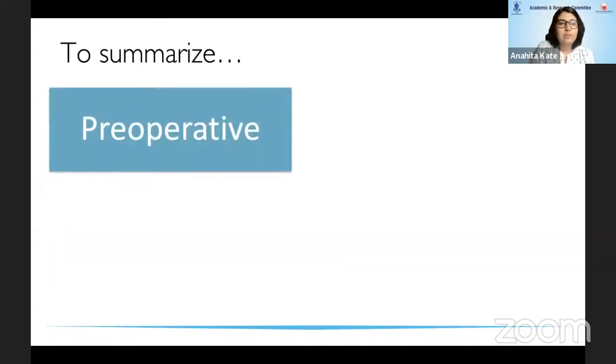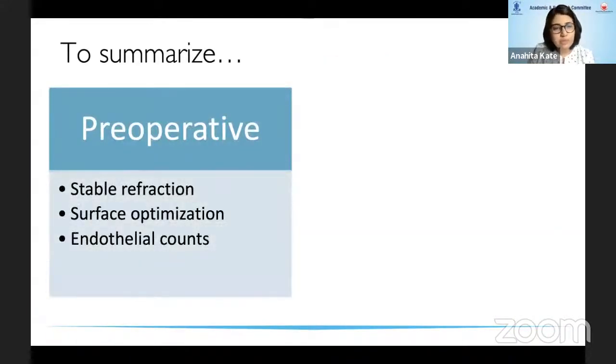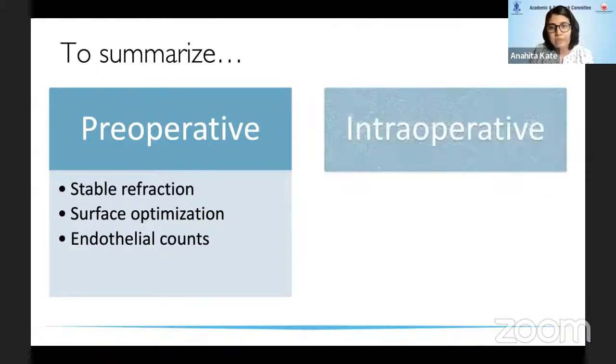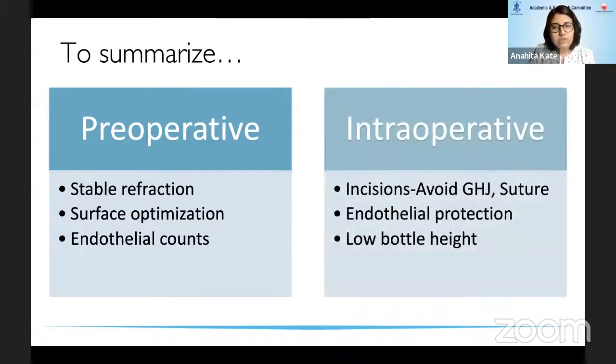To summarize, preoperatively, it is better to wait for a stable refraction and for a healthy ocular surface before carrying out the surgery. Knowing the endothelial counts before the surgery will give a good idea as to whether the patient will require another keratoplasty down the line. Intraoperatively, all the incisions must avoid the graft host junction, and suturing them is ideal. Endothelial protection with the help of liberal use of visco, low bottle height and low phaco power settings will decrease the rate of endothelial cell loss intraoperatively.